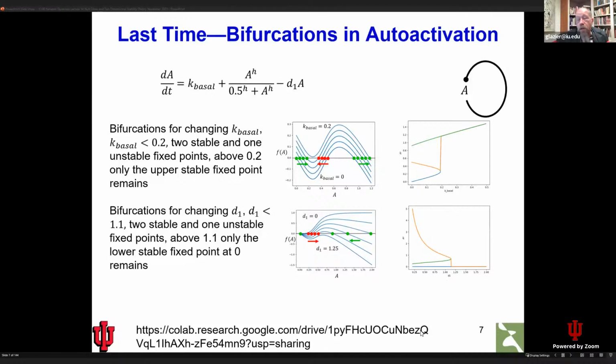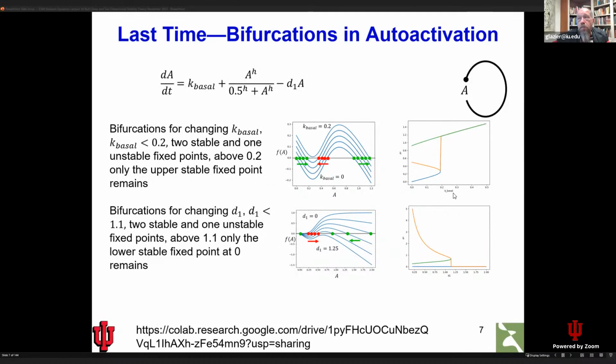And you probably will want those code exercises for the rest of today. And what we found was that if we make K Basel small, we have 3 fixed points: a stable fixed point with a low value, a stable fixed point with a high value, and an unstable intermediate fixed point.